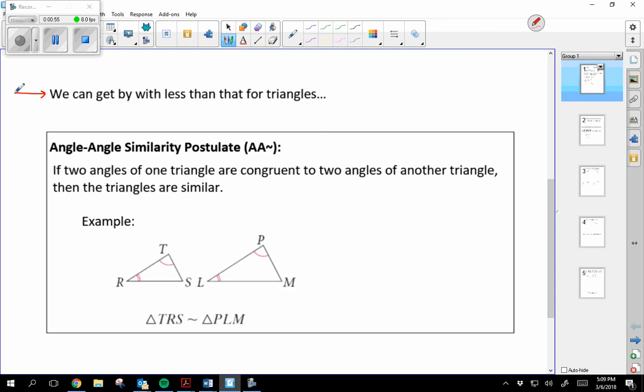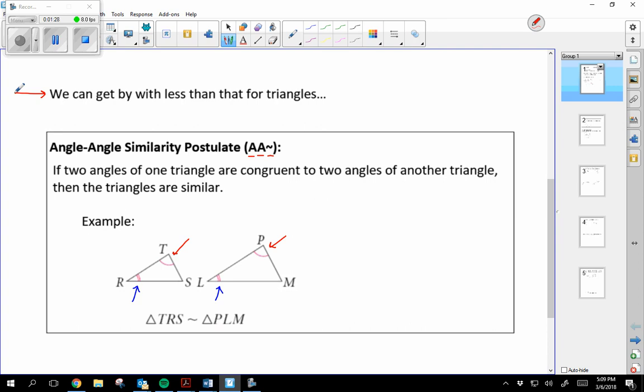The first postulate that proves two triangles to be similar is what's called angle-angle similarity, and that's abbreviated capital A, and then the similarity symbol. In this case, we are saying that if you have two angles in one triangle that are congruent to two angles in another triangle, then you can be sure that the two triangles are similar.